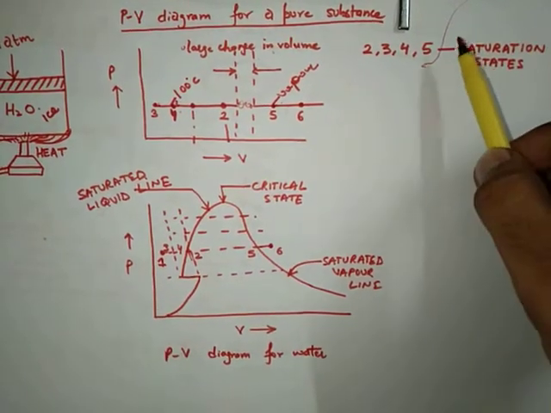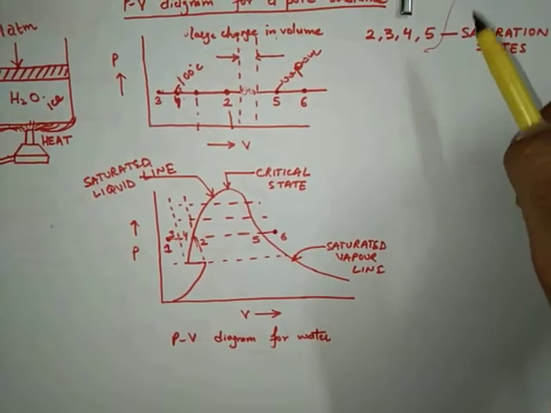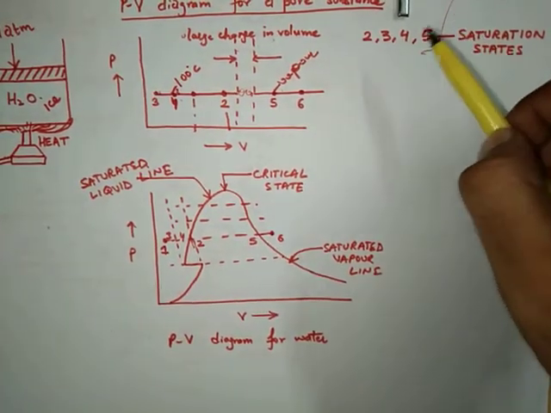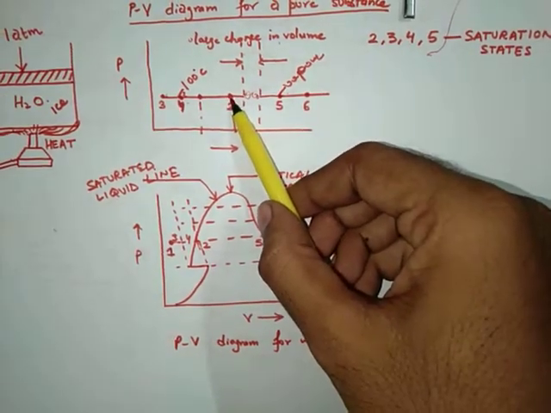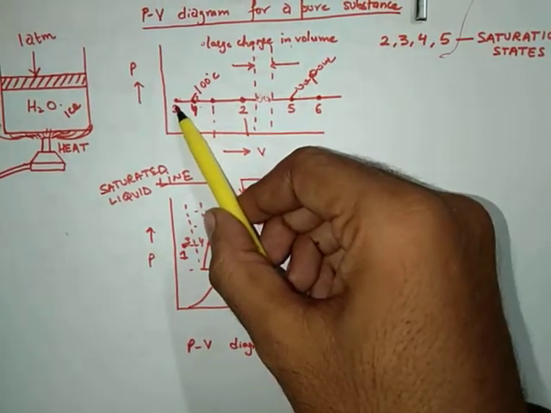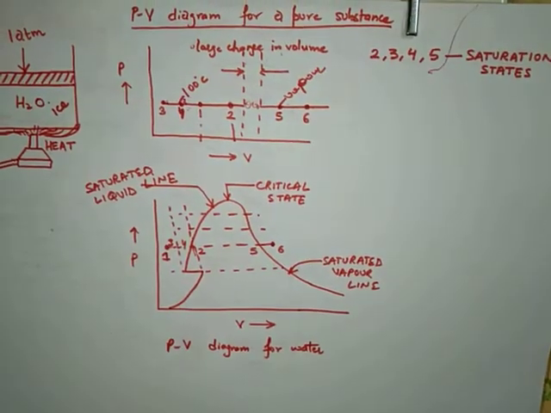So point 2, point 3, point 4 and point 5 are all known as saturation states. A saturation state is a state from which a change of phase may occur without a change in pressure or temperature. At point 2 there was a phase change, at point 3 there was a phase change, at point 4 and at point 5 there is always a phase change.